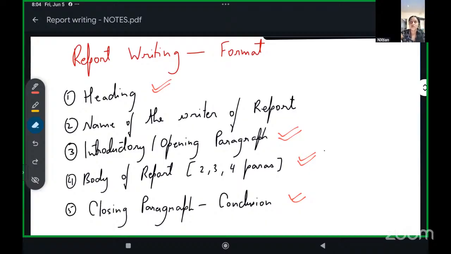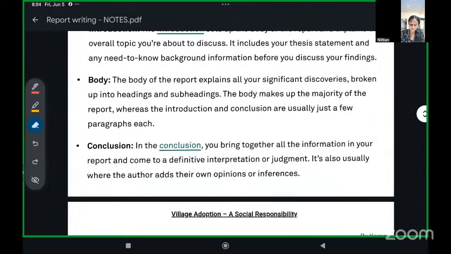Okay. So at the end of the report, you will tell what we can do to stop global warming, and why it is necessary for us to do so. Okay. And then you close it. That is the ending. Okay. So that is your report writing format.